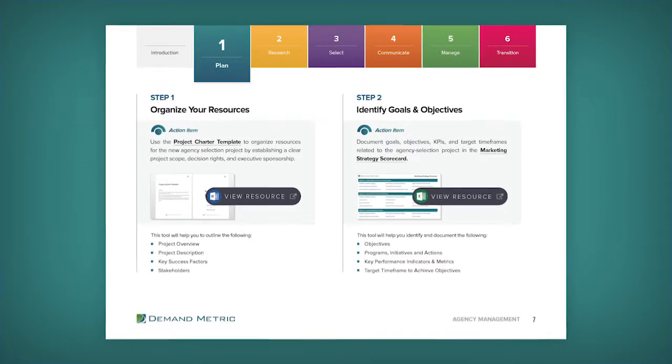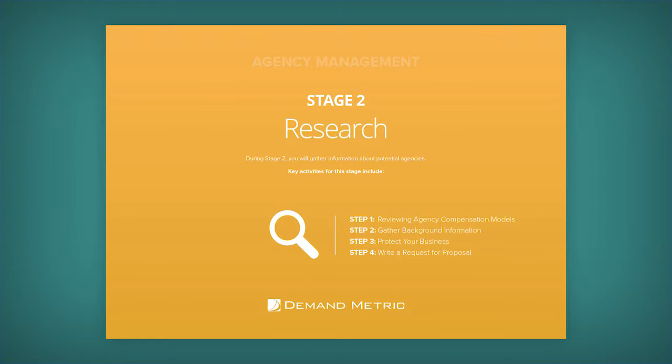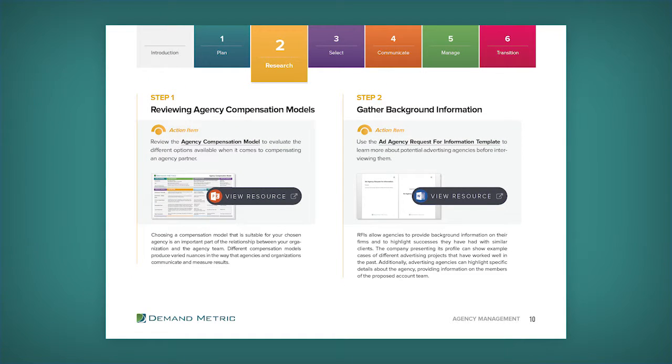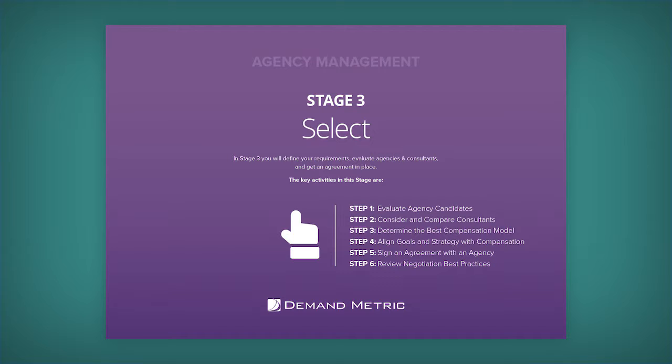Here, your first step is to organize your resources, identify goals and objectives, and set and track your budget. In stage number 2, we're going to move into research. And here, your first step is reviewing agency compensation models, gathering background information, protecting your business, and writing a request for proposal. In stage 3, it's about selection.